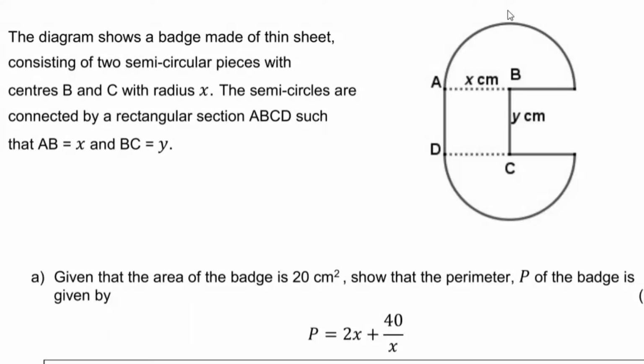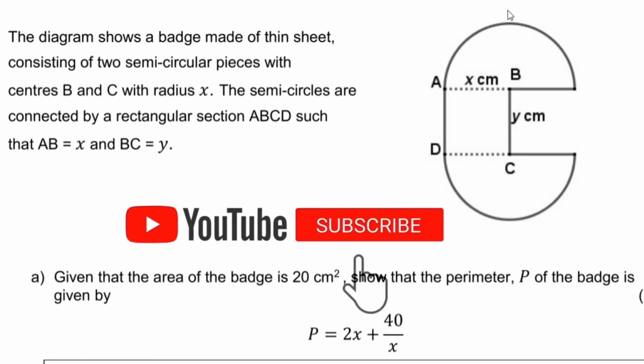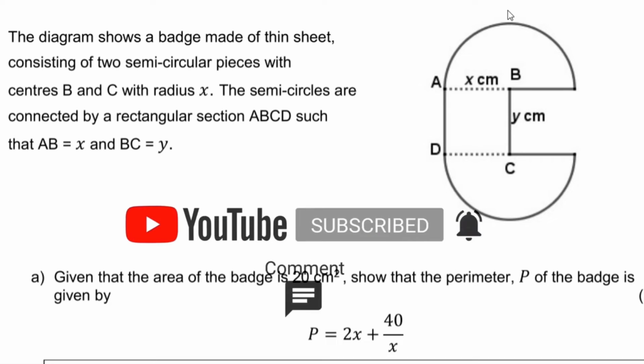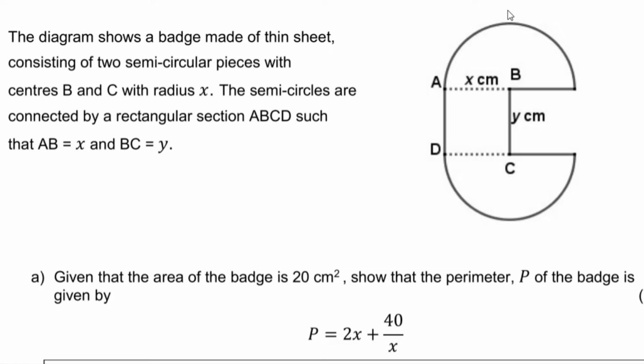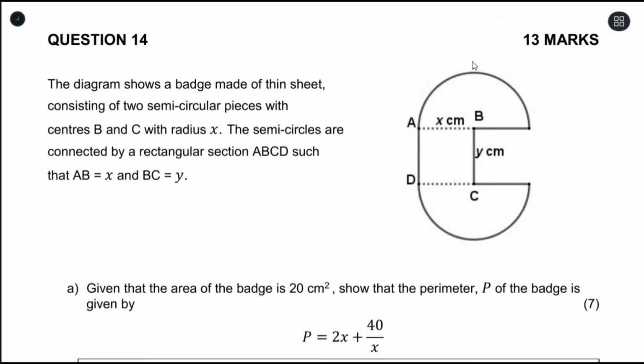This question says the diagram shows a badge made of tin sheet consisting of two semicircular pieces with centers B and C, which has a radius of x. The semicircles are connected by a rectangular section, which is ABCD, such that AB is equal to x and BC is equal to y. Now, given that the area of the badge is 20 centimeters squared, show that the perimeter of the badge is given by this formula.